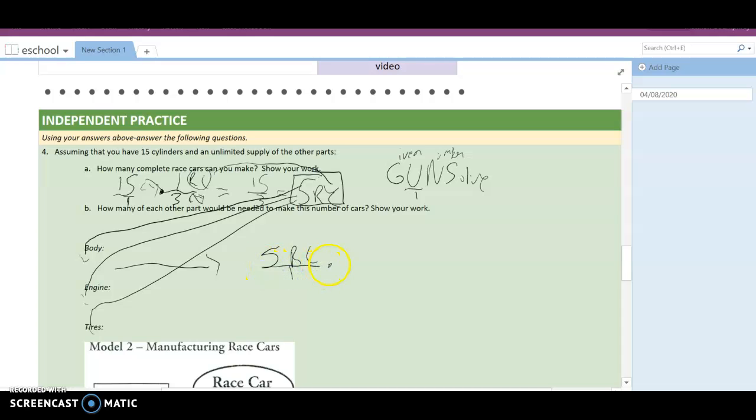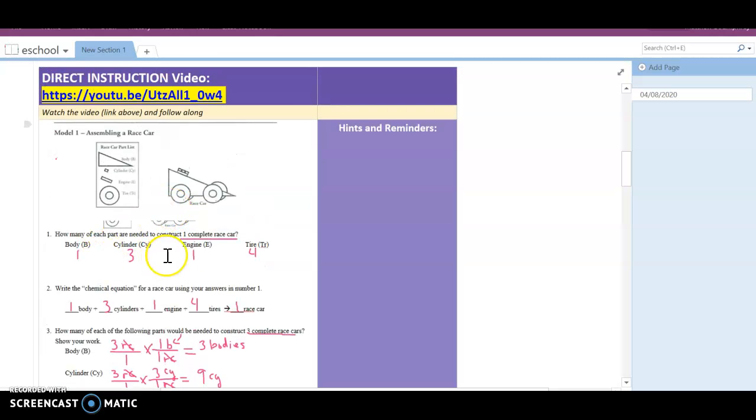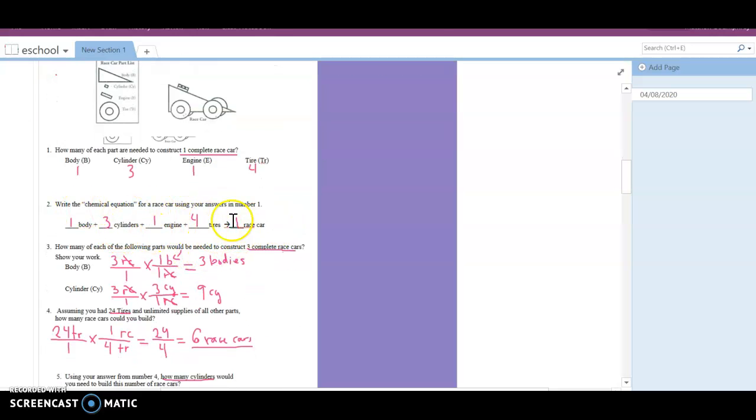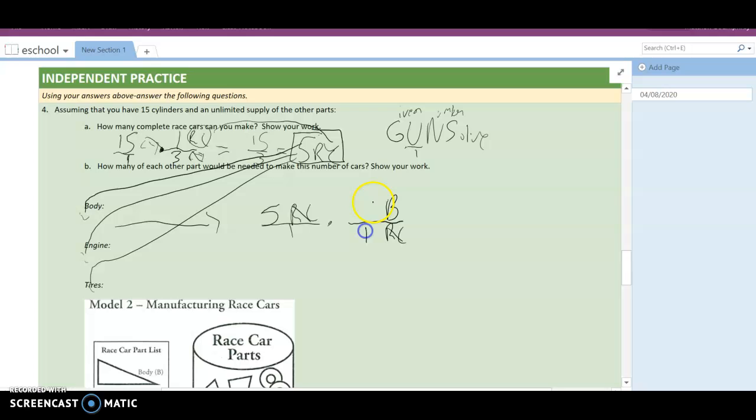Put it over 1. I know I'm going to need to cancel my race cars, so I'm going to put race cars in the bottom. What is it asking for? Bodies. Right here, it's asking for bodies. So I'm going to put body. Great. Right away, my units cancel. What numbers do I fill in here and here? I'm going to have to go up and look here. When I have 1 race car, I have 1 body. So this should be an easy one. 1 over 1, 5 divided by 1 equals 5 bodies.